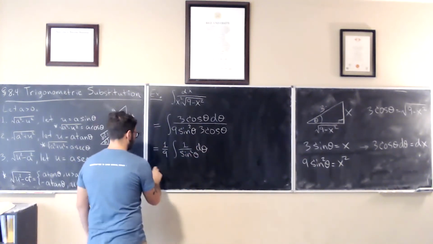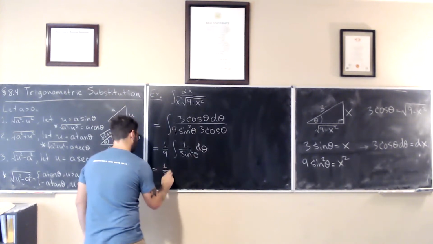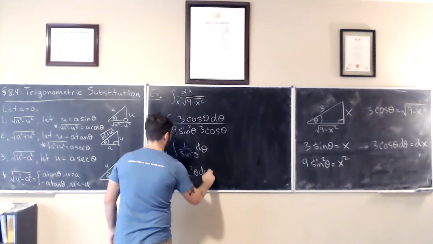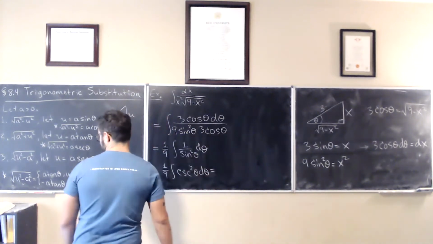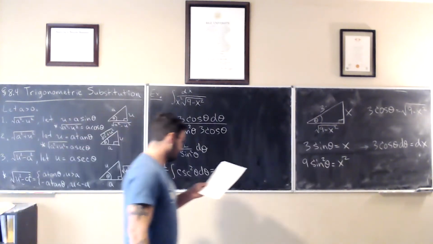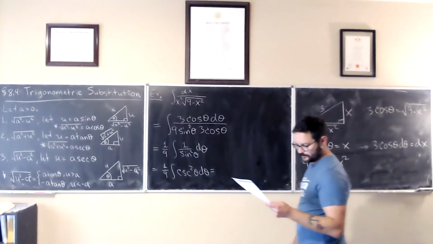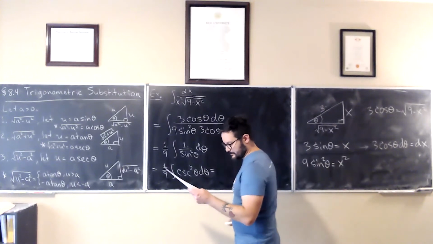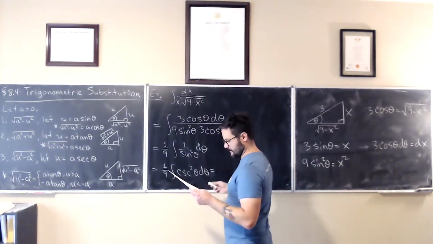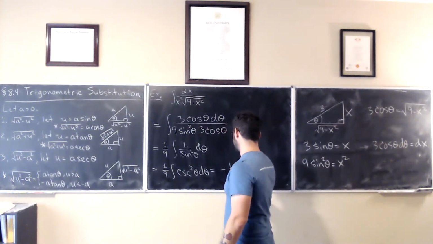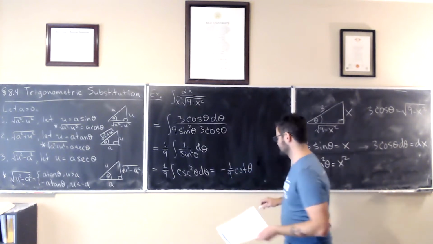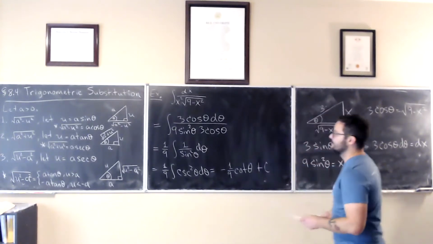And this is going to be 1/9 of cosecant theta d theta. I have no idea what that integral is, but I know it's one of the basic integrals from the table. And I look to see, and this is going to be on the integration formulas, number 15. So this is negative cotangent theta. So this would be negative 1/9 of cotangent theta. Let's see. But we're not done.